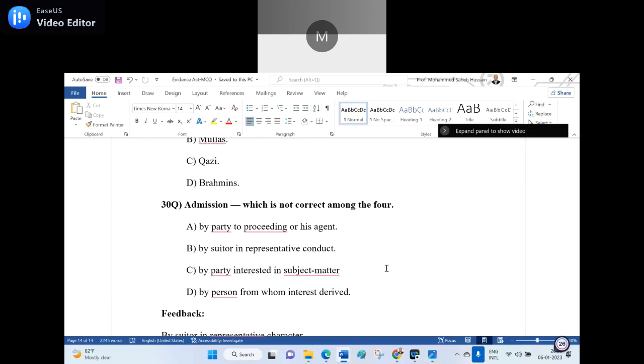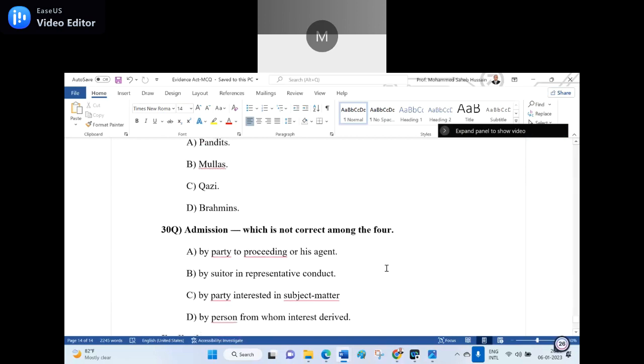13th question. Admission dash, which is not correct among the four. A, by party to proceeding or his agent. B, by suitor in representative conduct. C, by party interested in the subject matter. D, by person from whom interest derived. C is the right answer, sir. The party interested in subject matter. D is the right answer. Not correct, I said. Option D, sir. Wrong.